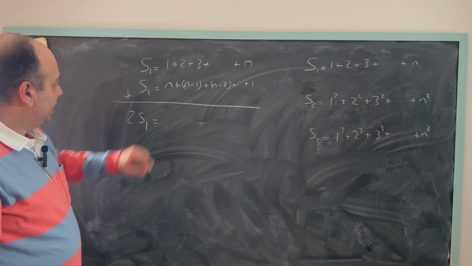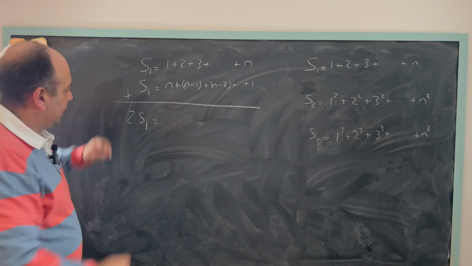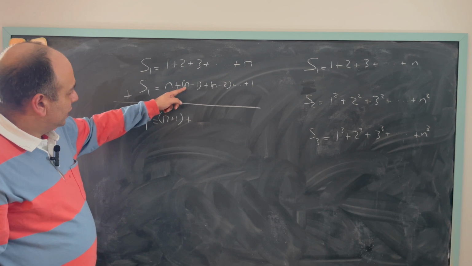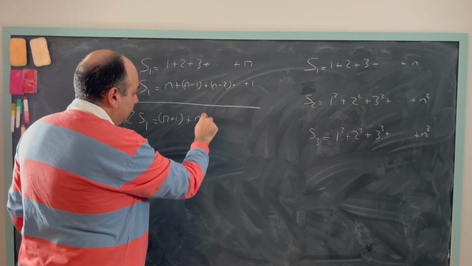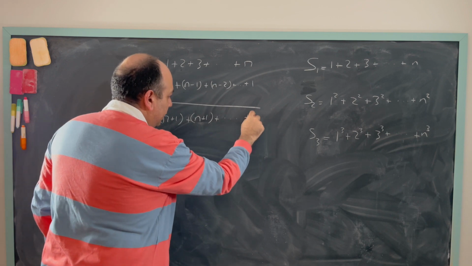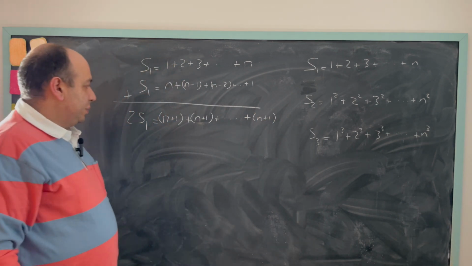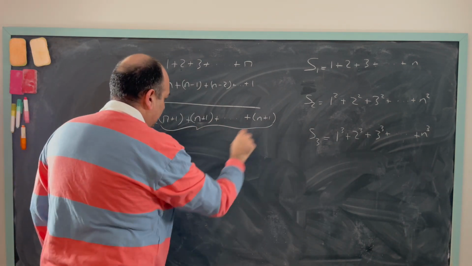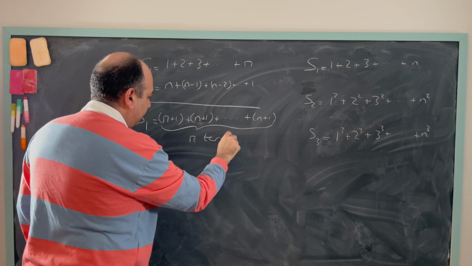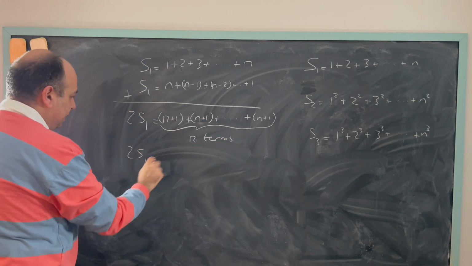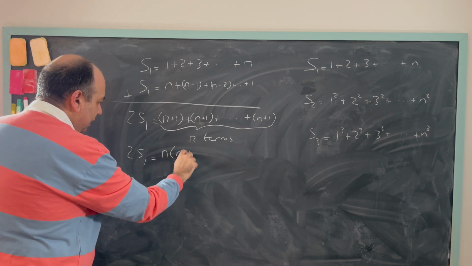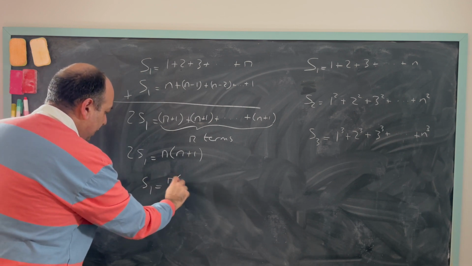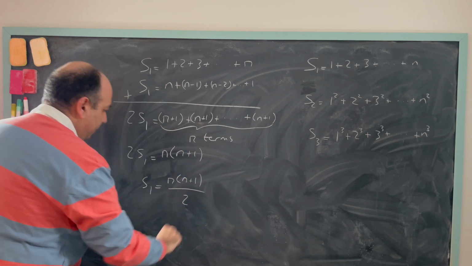So when I add these two equations side by side, I get 2 S1 on the left hand side. On the right hand side, adding the first terms gives n plus 1. Adding the second terms, n minus 1 plus 2, is also n plus 1. This is really interesting. So this goes all the way to the last term, n plus 1. How many of these do I have? I have n terms, right? So 2 times S1 is simply equal to n times n plus 1. Then S1 is equal to n times n plus 1 over 2.